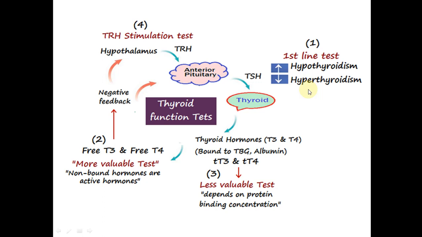Second to this first line TSH level measurement are the measurements of free T3 and free T4, and they represent the non-bound hormones or active hormones. The protein-bound hormones represent the total level of T3 and T4, and since this measurement depends on the binding protein concentration, so it may give us less valuable information.